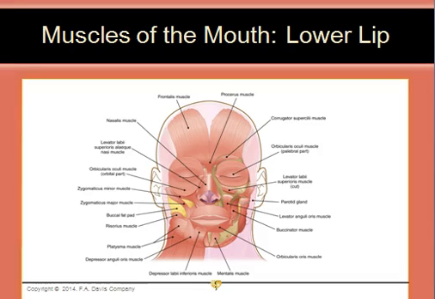The buccinator muscle originates on the pterygomandibular raphe, inserts into the mandible and maxilla, and it acts to tighten the walls of the cheek, assisting in chewing by keeping food in the mouth.